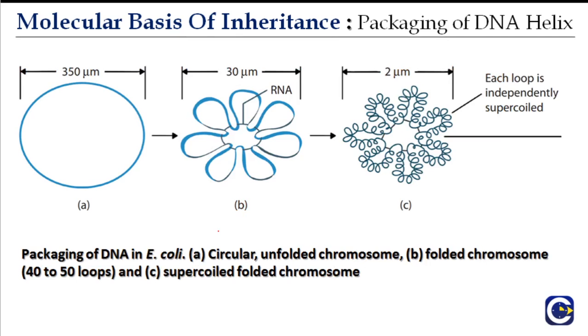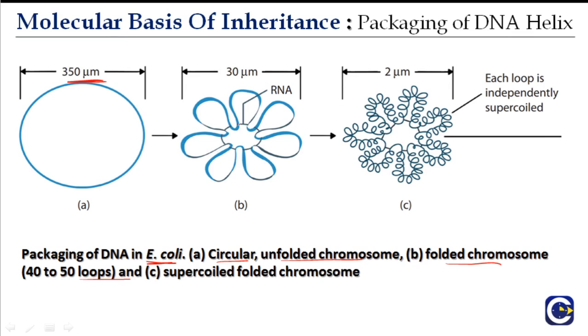So now we will see the packaging of DNA in case of E. coli. This is the circular DNA, and in case of E. coli, it is 350 micrometer. It is still quite small, but the condensation still takes place, because E. coli itself is also a very, very small organism. So it is a circular unfolded chromosome. Here you look, it is just circular. Then what happens is, there is a folded chromosome that has 40 to 50 loops, these are like the loops.